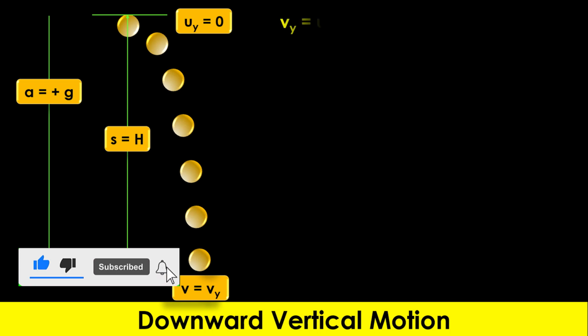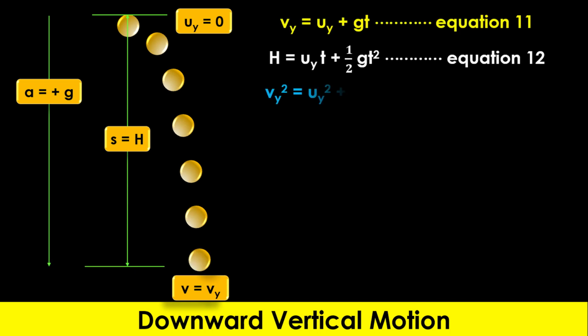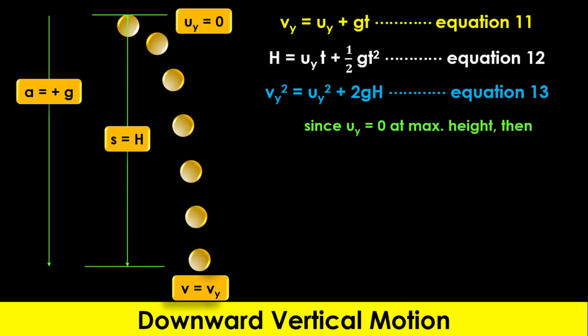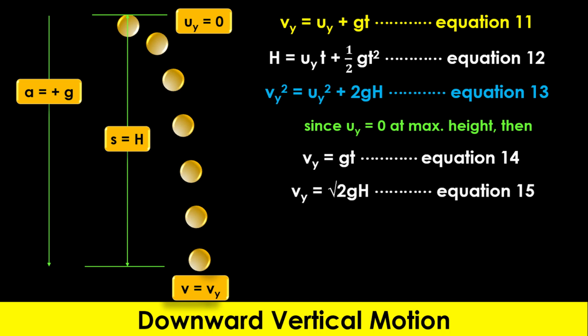Therefore, substituting these values into the three equations of motion, we will obtain vy equals gt. Equation 14 gives the final velocity for the downward motion in terms of acceleration due to gravity in meters per second squared and time in seconds. vy equals root 2gH. Equation 15 gives the final velocity of the downward motion in terms of acceleration due to gravity in meters per second squared and the maximum height attained in meters.